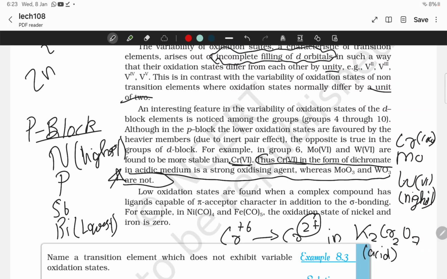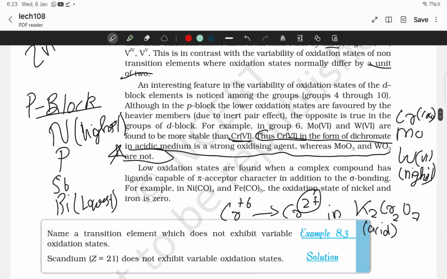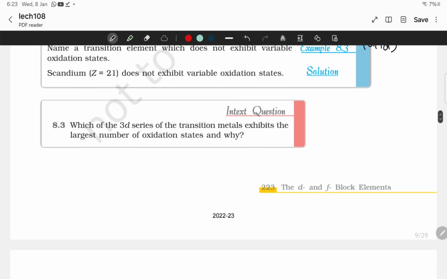So this is an important statement. Low oxidation states are found when complex compounds have ligands with pi acceptor capability. That is not that important.